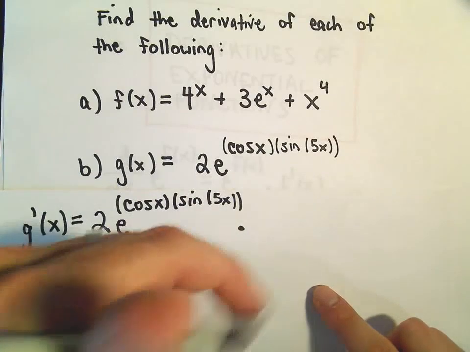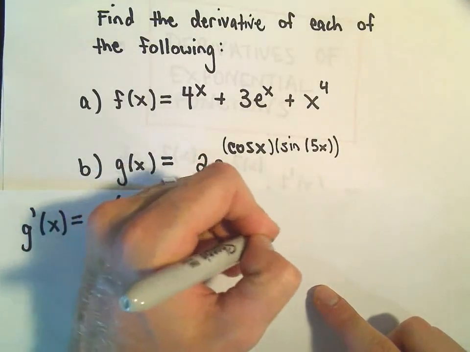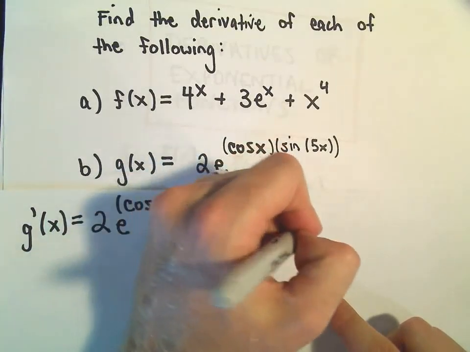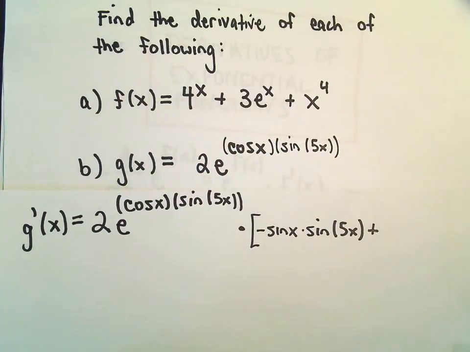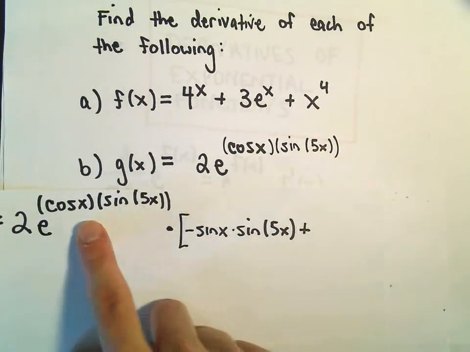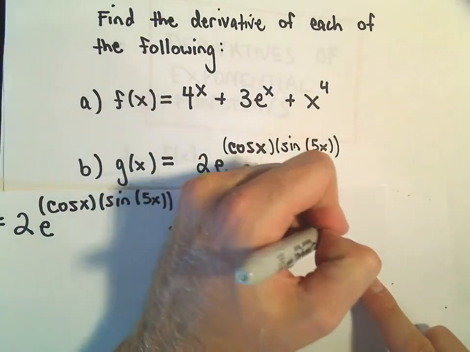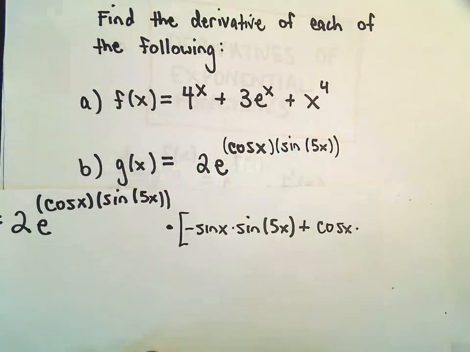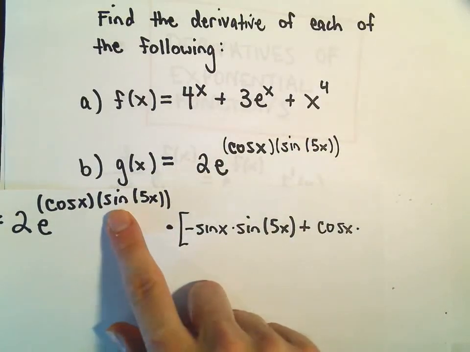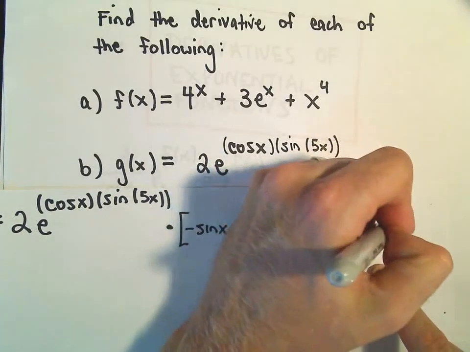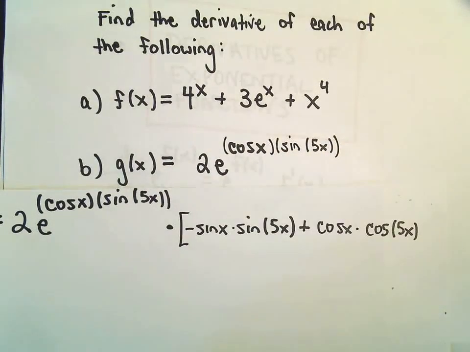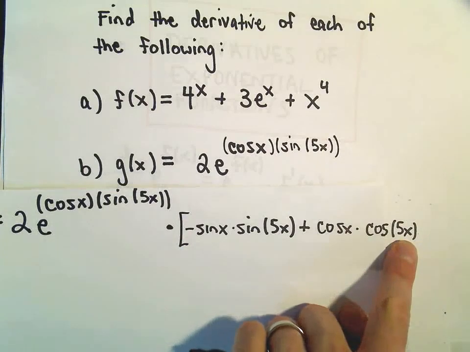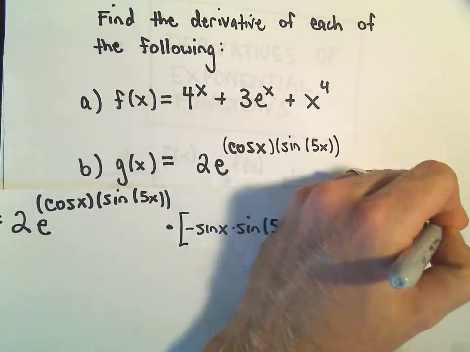So let's see. If we take the derivative of cosine x, we'll get negative sine x. And then we can leave the sine of 5x alone. And then we'll stick our plus sign in between there. And then when we take the derivative of sine 5x, let's put the cosine x down there first. So we've got cosine x, and then we would have to take the derivative of sine 5x. Well, we'll have to use the chain rule again. So the derivative of sine is just cosine, but we leave the 5x alone. And then we have to multiply by the derivative of the inside. The derivative of 5x is just 5.